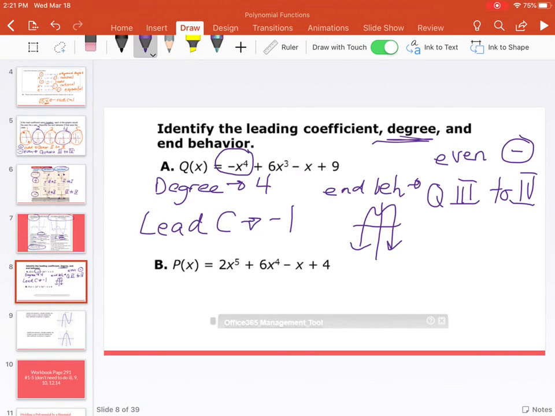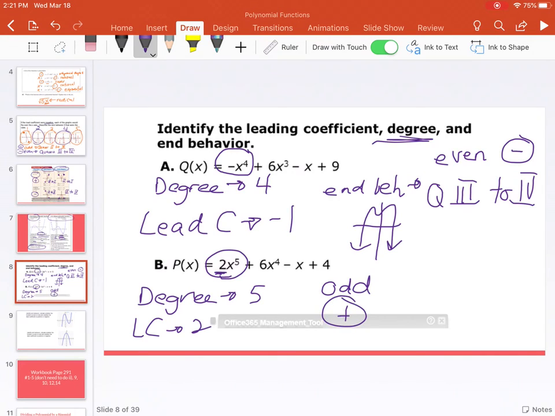Okay, and then our next one here, here's our highest exponent. So we know we have a degree of 5 here. We know we have a leading coefficient of 2 because that is the number in front of that highest exponent. And because we have an odd degree graph with a positive leading coefficient, I'm going to draw a little picture of what it might look like. Something like that. We're going to have the end behavior go from quadrant 3 to quadrant 1. And we've got one more slide here.